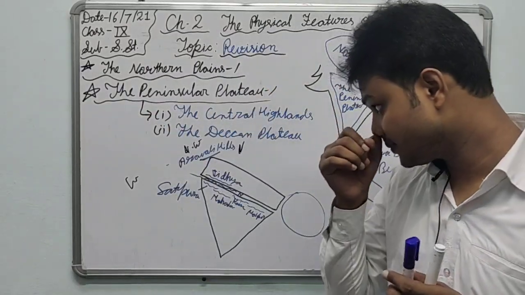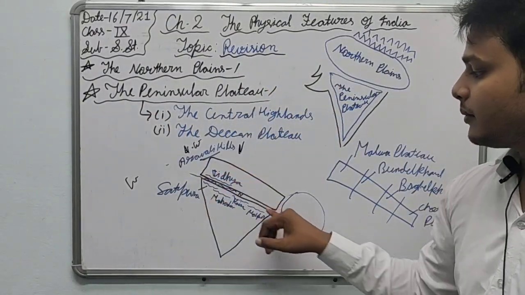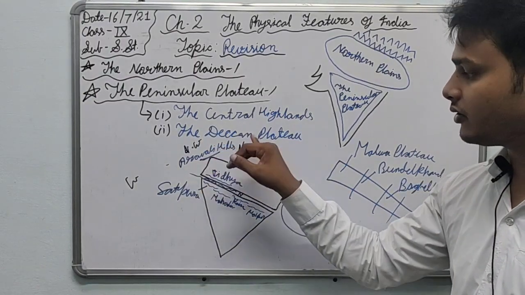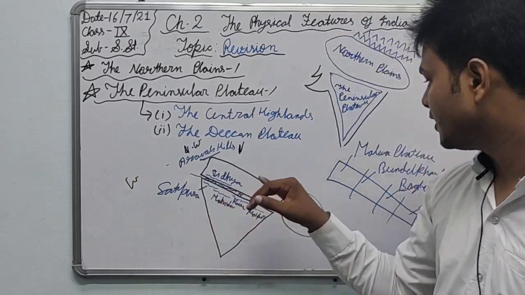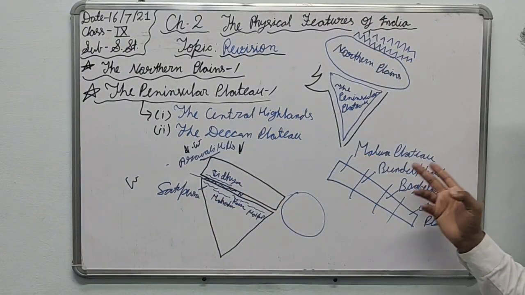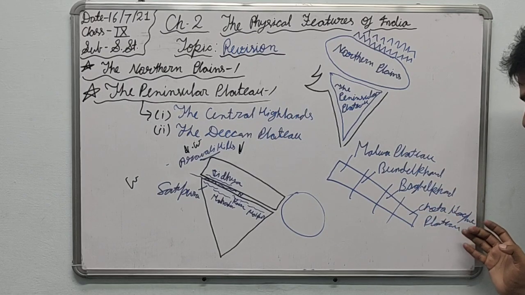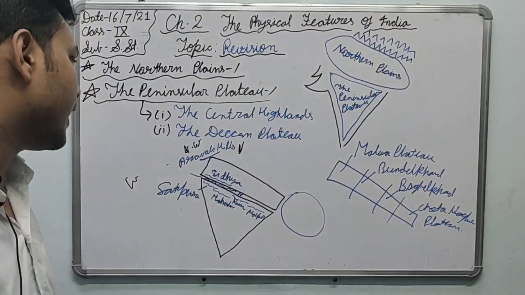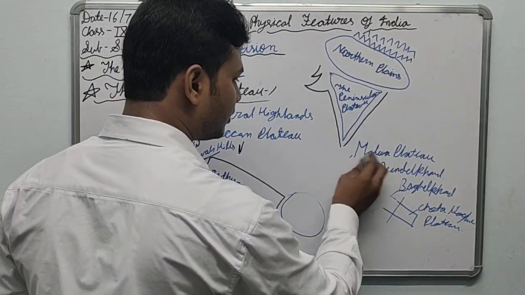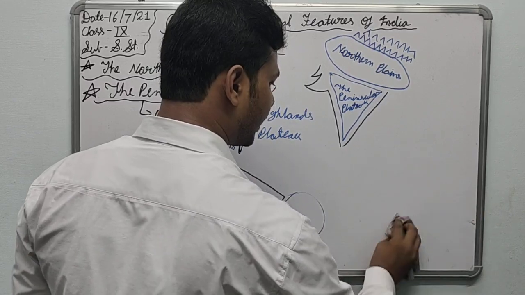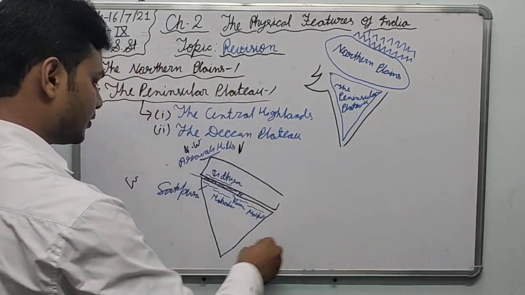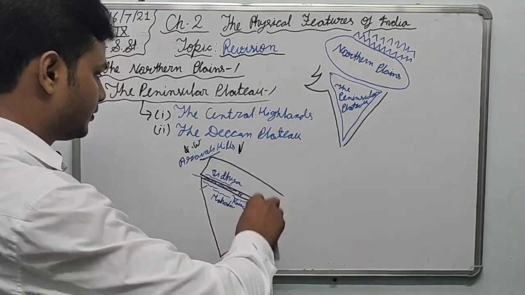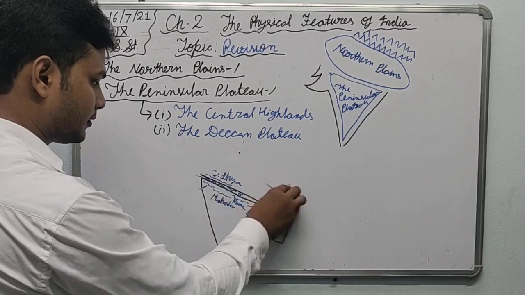Look, in the north direction of Narmada, the portion of plateau is known as the Central Highlands, which is covered by the Aravalli Hills in the northwest direction and by the Vindhya Hills in the south direction. It is divided into four parts: the Malwa Plateau, Bundelkhand, Baghelkhand, and the Chota Nagpur Plateau from west to east. So this was the Central Highlands. And now we are going to discuss the Deccan Plateau, which is situated in the south direction of the Narmada River. So look, this is the Narmada River. Let me erase the Central Highlands first.